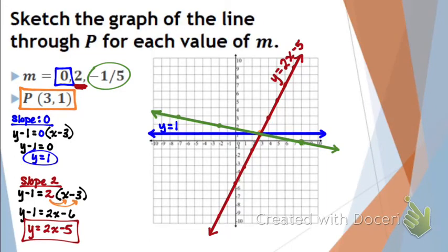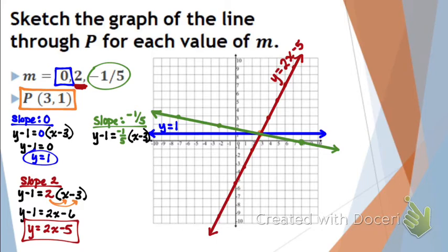All right, so for the line that has a slope of -1/5, let's go ahead and use our point slope form. So it's going to be y minus 1, y minus the y part of my ordered pair, equals -1/5 times x minus 3.